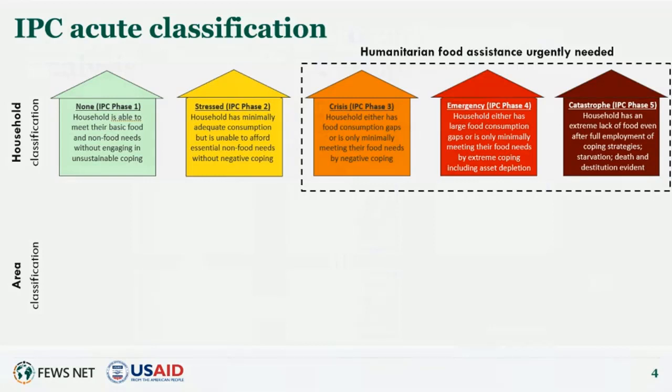Phase 3 and higher are severe phases where households are facing food consumption gaps associated with acute malnutrition and hunger-related mortality, or are only mitigating these gaps through unsustainable coping options. So it is beginning in phase 3 when urgent humanitarian assistance is required to prevent food consumption gaps and/or damage to livelihoods.